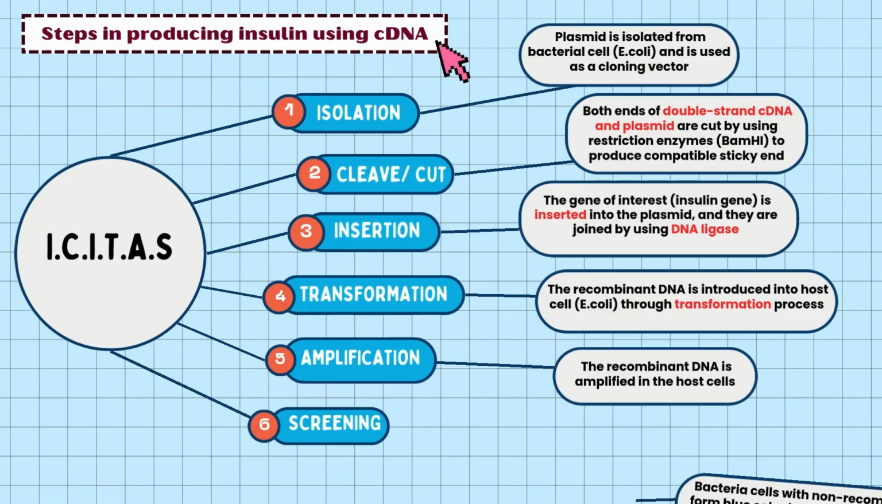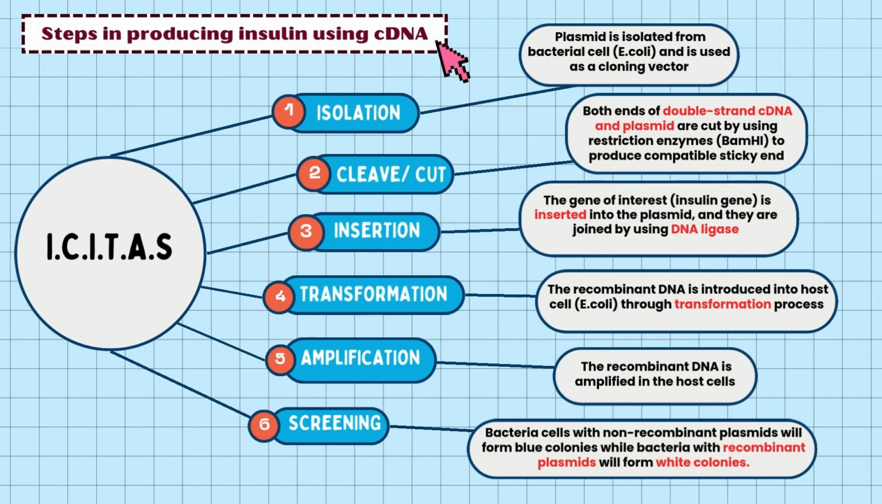Now, I will explain the steps in producing insulin by using cDNA that we have synthesized earlier. So, we will have to understand each task. What is each task? I stands for isolation, C is for cleave or cut, another I is for insertion, T is for transformation, A is for amplification, and S is for screening. So, first, isolation. Plasmid is isolated from bacterial cell, which is E. coli, and is used as a cloning vector.